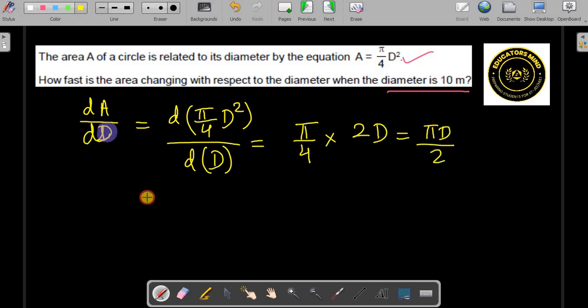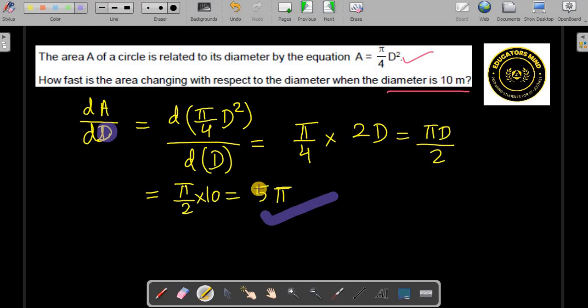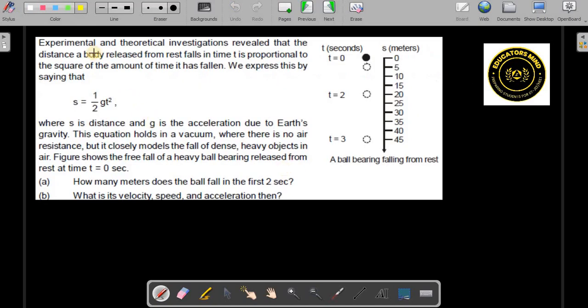Now you can substitute the value of diameter, 10 meters. So pi by 2 into 10, that means it is just 5 pi. Okay. So 5 pi is the rate of change of area with respect to diameter. Okay, like these questions we can find out. Then let's take this question.